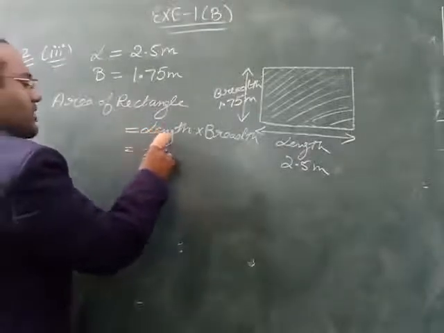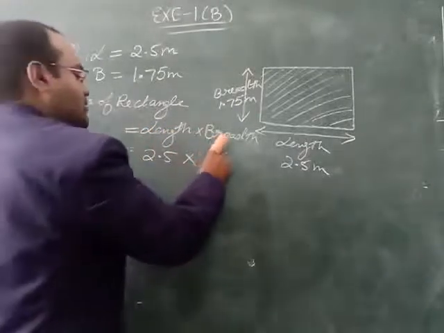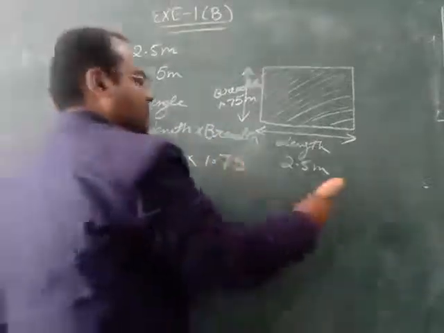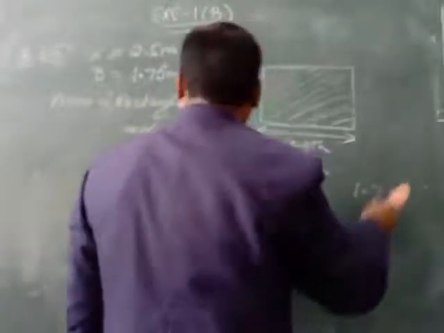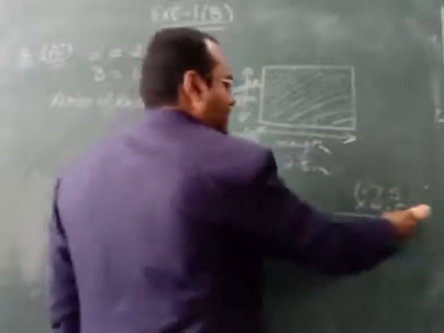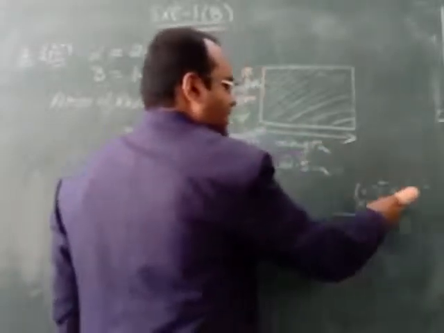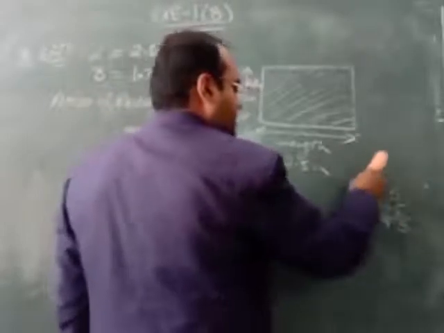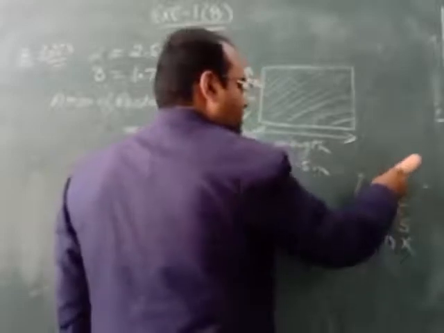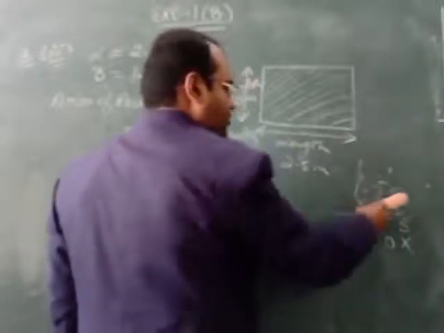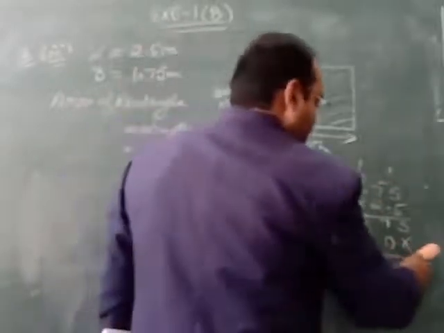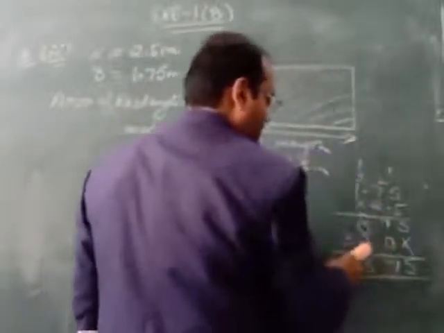Length is 2.5, multiply breadth is 1.75. Now we have to multiply these two. 1.75 multiplied with 2.5. On multiplying, we will get 5 fives are 25, 2 5 7 are 35 and 2, 37. Then 5 1 5 plus 3, 8. 2 fives are 10, 7 twos are 14 and 1, 15. 2 ones are 2 and 1, 3. On adding them we get 4 3 7 5.